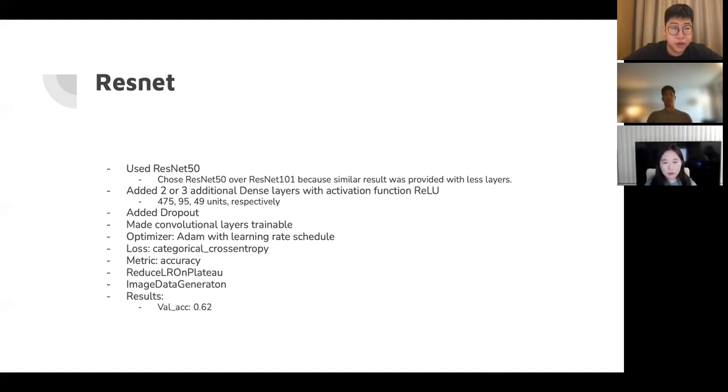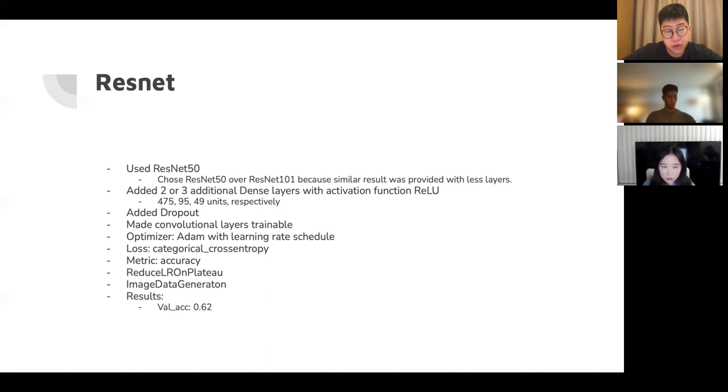So the first one we try is the ResNet as the base model. We choose the ResNet 50 over 101 because it has a similar result with fewer layers. Also, we use the listed additional dense layers with activation function ReLU as the follow-up model. And we added the dropout and made the convolution layers trainable because we find when unfreezing it, we have a better result.